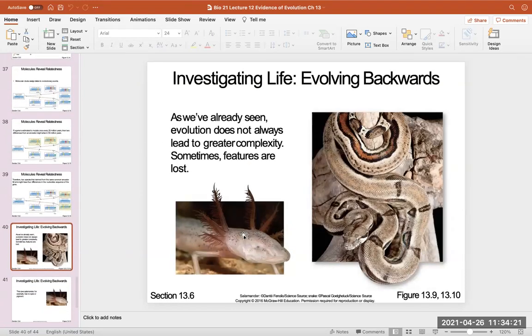And then sometimes it gets simpler compared to complexity. So they have lost eyes, that's getting more simple. So evolution doesn't always lead to greater complexity. Sometimes features are lost.